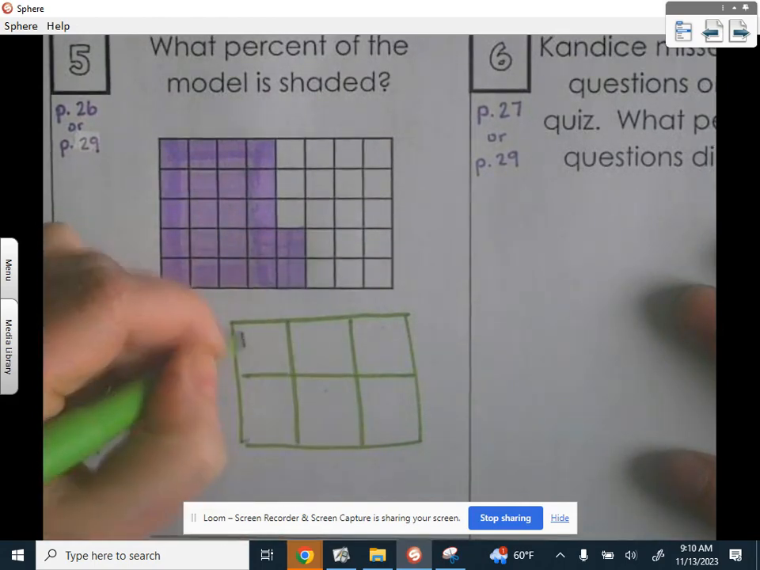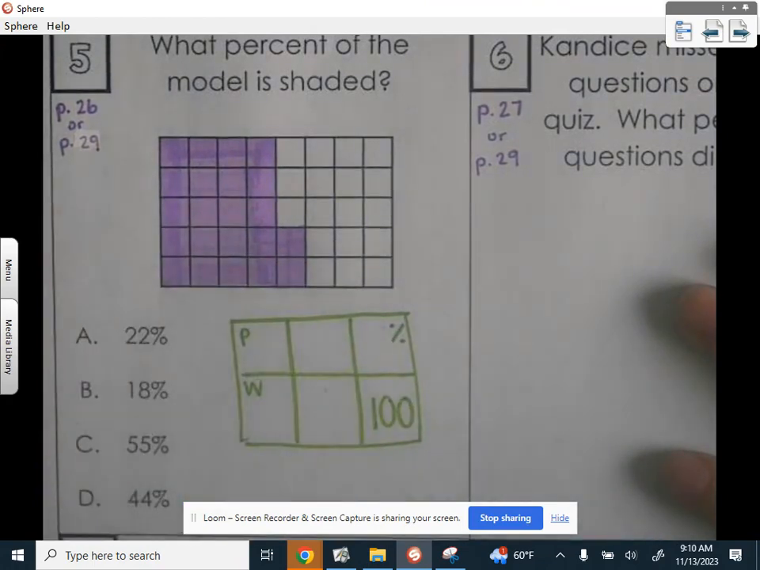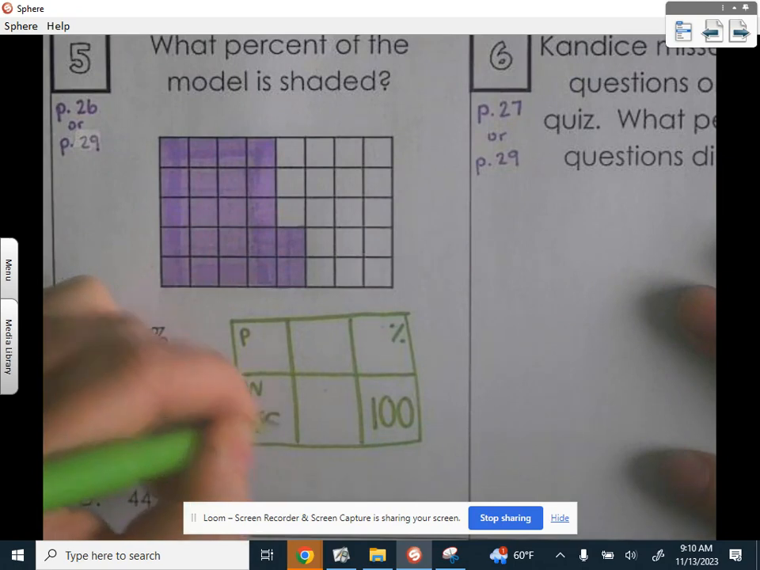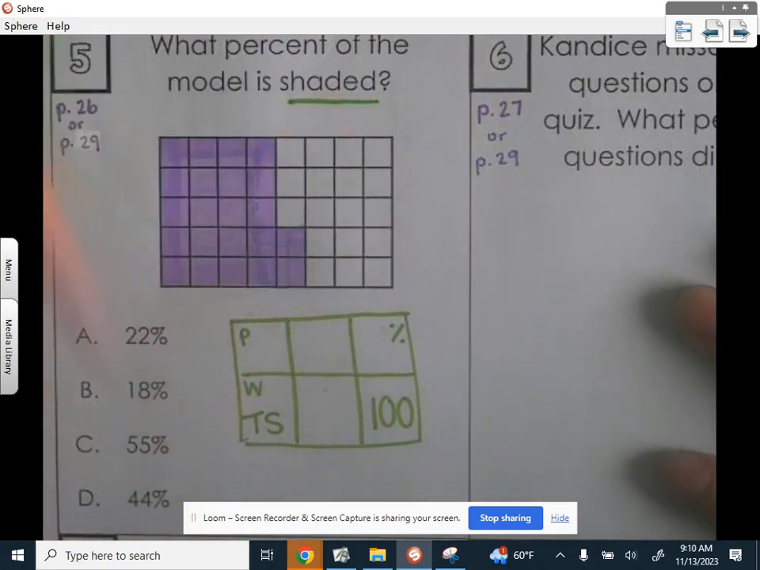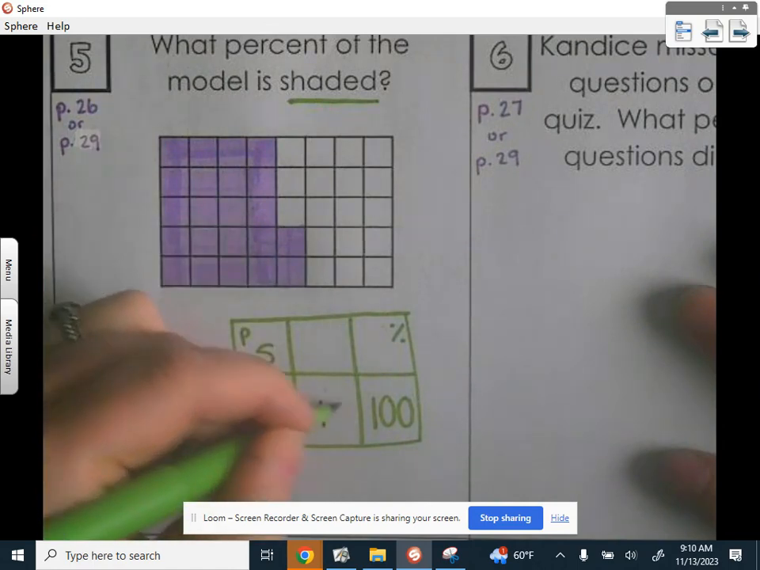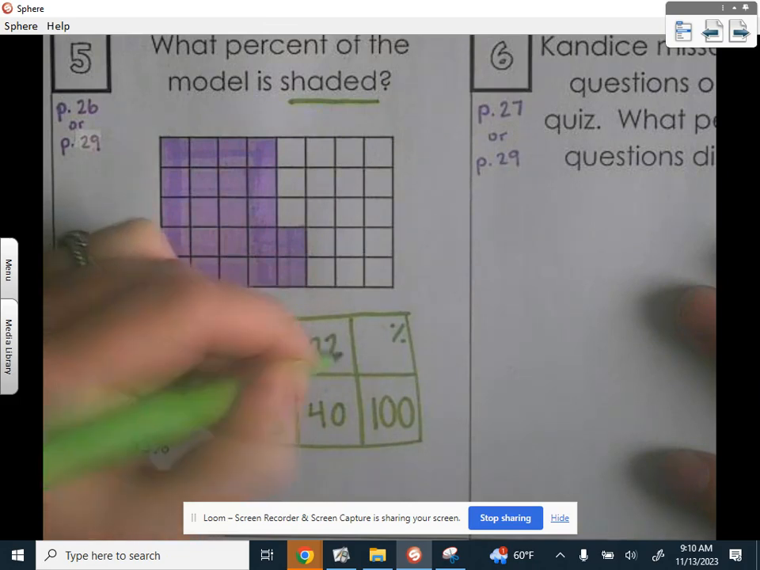There's a couple of ways, but if it were me, I would use the percent box here because we are looking for a percentage. They're all squares, so I would put total squares, and then we're looking for the part that is shaded. Be careful because sometimes they'll ask you for unshaded, but in this one, they are asking for shaded. If I count up, I see that there's a total of 40 squares, and 22 of them are shaded.